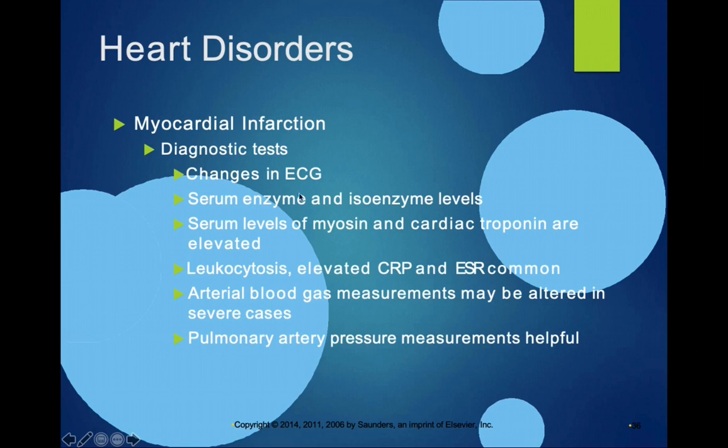There will be changes in the EKG. There will be serum enzymes and the isoenzyme levels. There will be serum level of myosin, and the cardiac troponin are going to be way, way high. There'll be leukocytosis, elevated CRP, C-reactive protein, but also the high sensitivity CRP, as well as the ESR. They'll be checking their arterial blood gas measurements that can be altered, and they'll also check the pulmonary artery pressure.